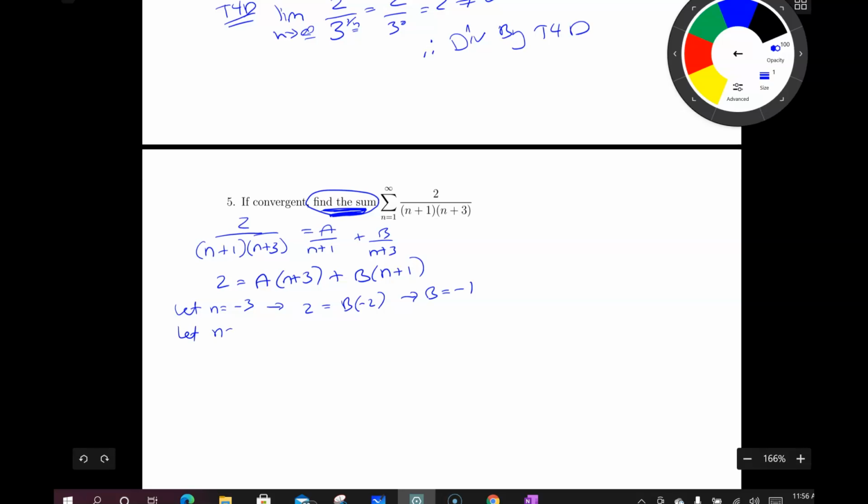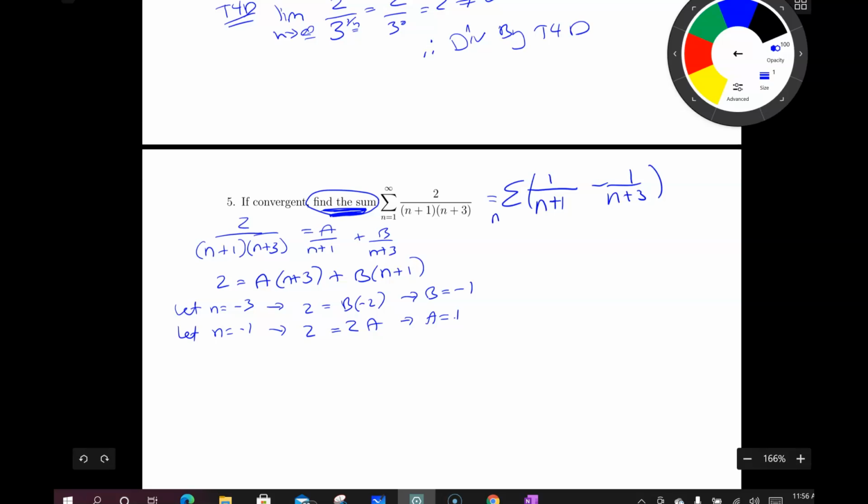If I let n equal -1, 2 again equals A, so A is 1. All right, so this breaks up into two fractions. My A is 1 and my B is -1.